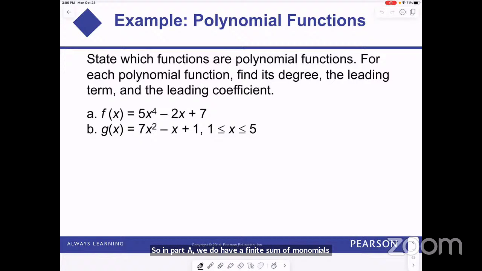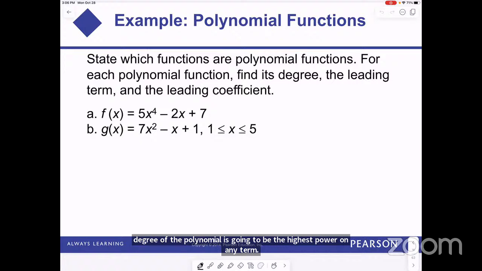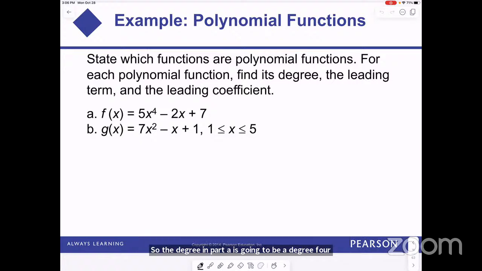The degree of the polynomial is going to be the highest power on any term. So the degree in part A is going to be a degree 4. The leading term is the term with the highest power. So the leading term in this case is going to be 5x to the 4. And the leading coefficient is going to be the coefficient of the leading term, which is the 5 in this case. So A is a polynomial.